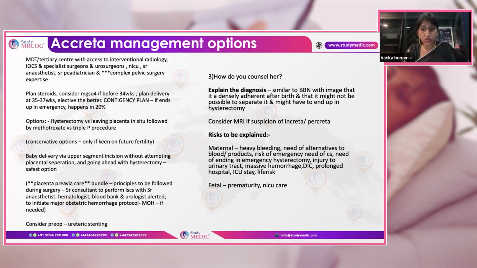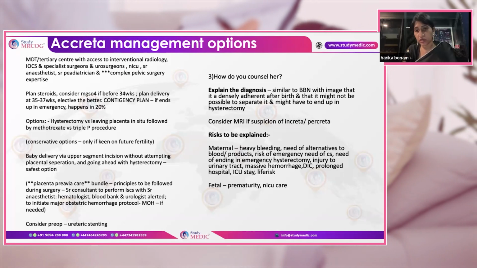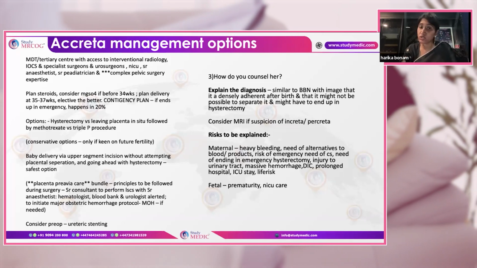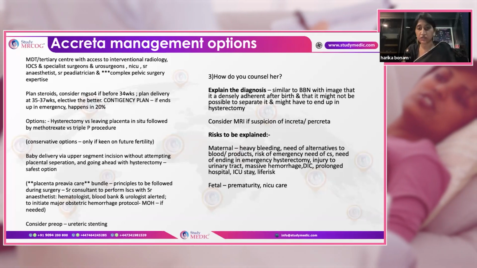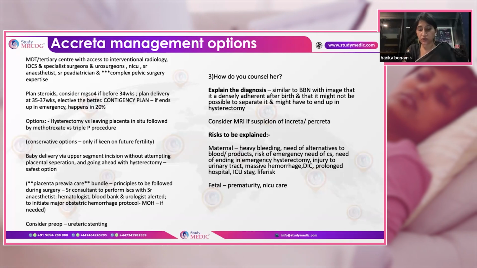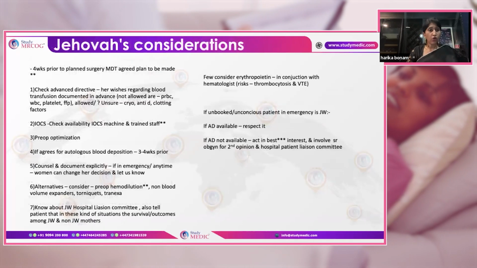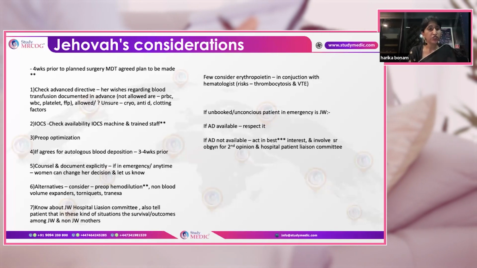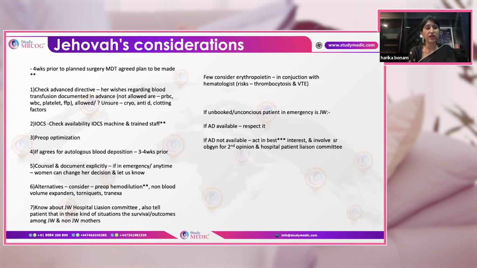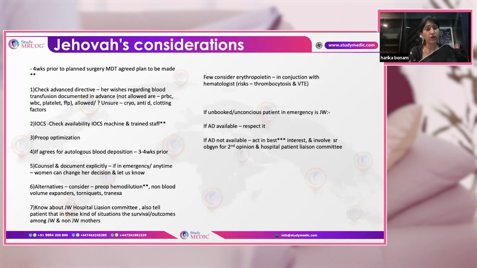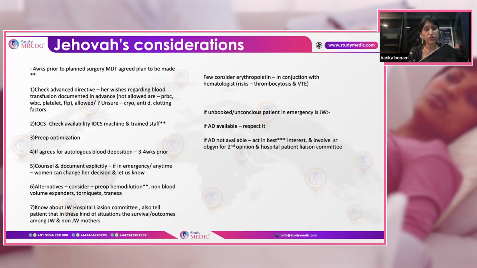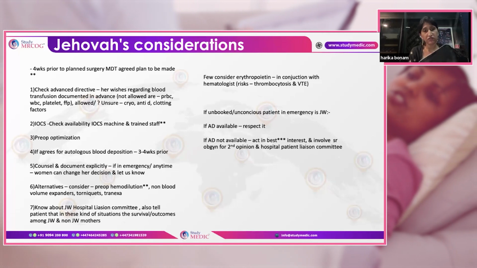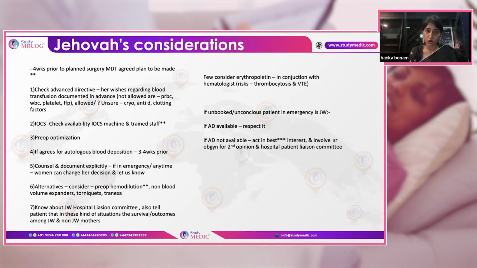Now, need of blood and blood products, you can't talk about it lightly in a patient who is a Jehovah's Witness. You'll have to go into details, what products she can accept, what products she is not willing to accept. In an emergency, is she going to change her decision? So those things you'll have to discuss in case of Jehovah's Witness. Consideration 4 weeks prior to planned surgery, MDT should make a plan. Check her advance directive, that is her wishes regarding the blood products, what is documented in the directive, what is not allowed. Usually PRBCs, WBC, platelets, FFP are not allowed. You have to cross-check if cryo, anti-D, and clotting factors can be given or not.